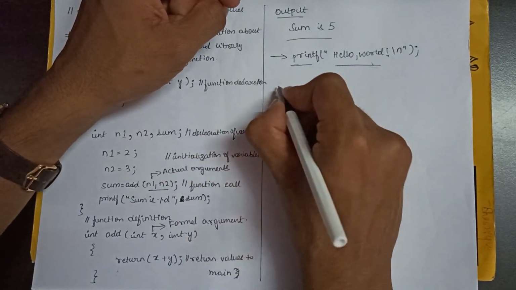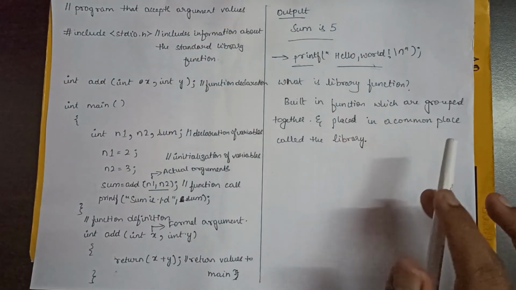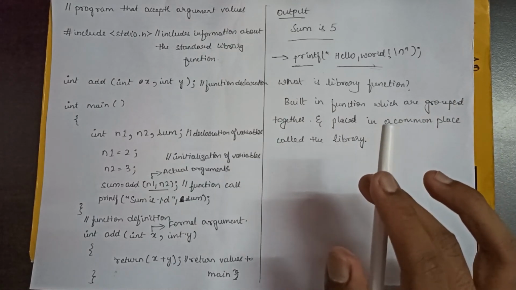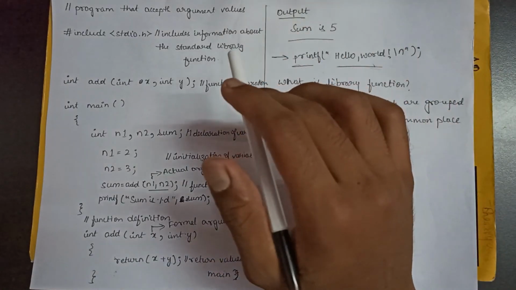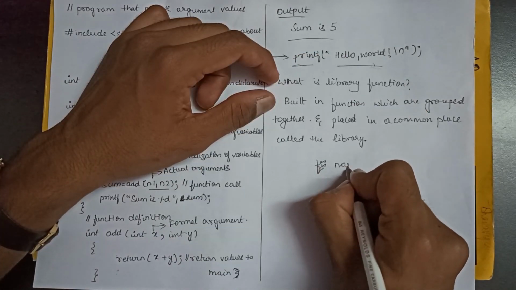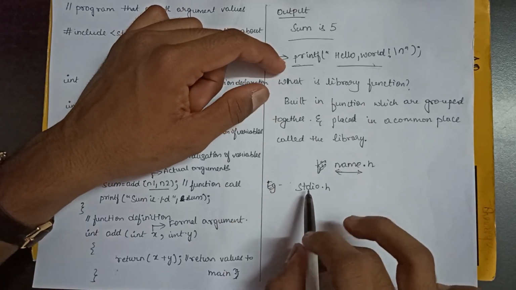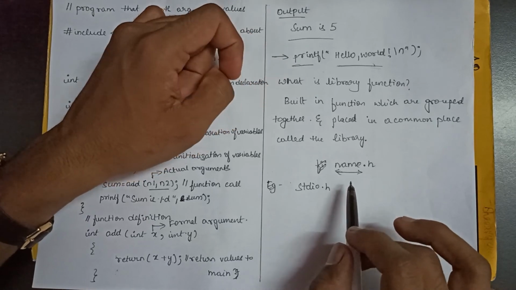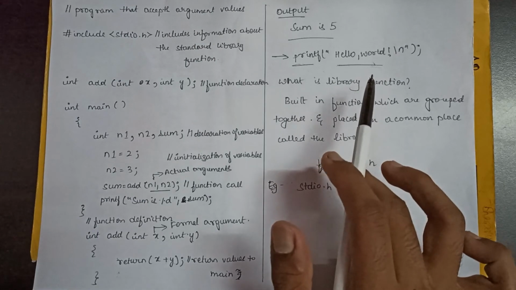Okay, now again, what is library function? They are built-in functions which are grouped together and placed in a common place called the library. Okay, each library function in C performs a special operation. All these library functions are declared in various header files which are saved as name.h. This is just the syntax. Okay, name.h. I'll give you an example. In our case, stdio.h will be the best example. It is the standard input output library function. Okay, it includes printf and scanf functions, as I told you.